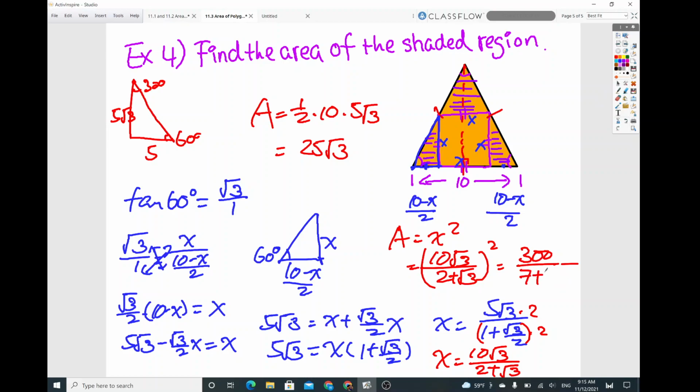So 7 plus 2 root 3. Obviously you can simplify this one, but we just want to keep it the way it is so far. Now we got the area of the equilateral triangle, and we got the area of that perfect square. So now how do we get the area of the shaded region? Finally, that's right, subtract. So 25 root 3 minus 300 over 7 plus 2 root 3, and then you'll get the area of the shaded region of this equilateral triangle.